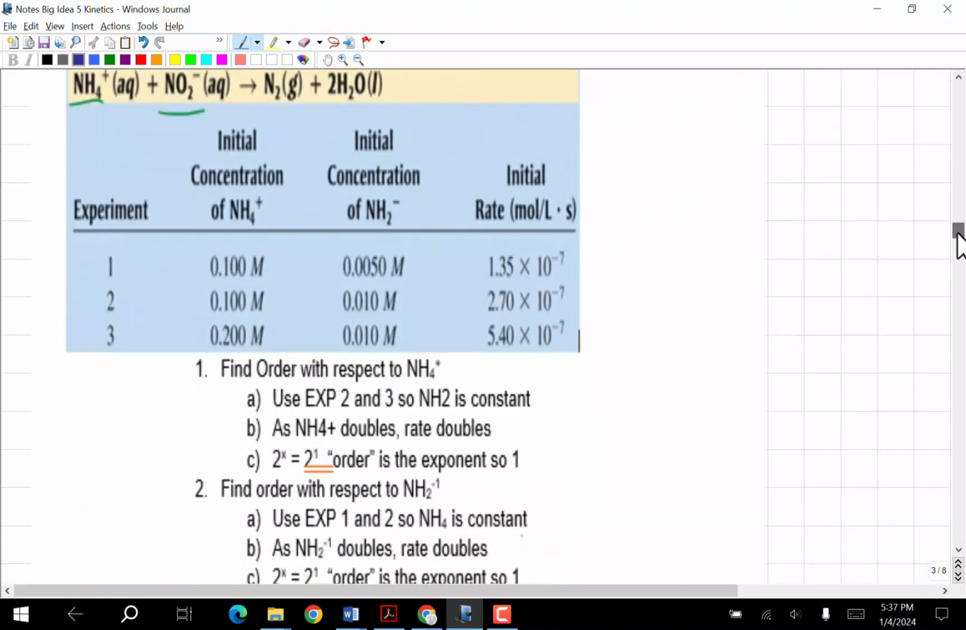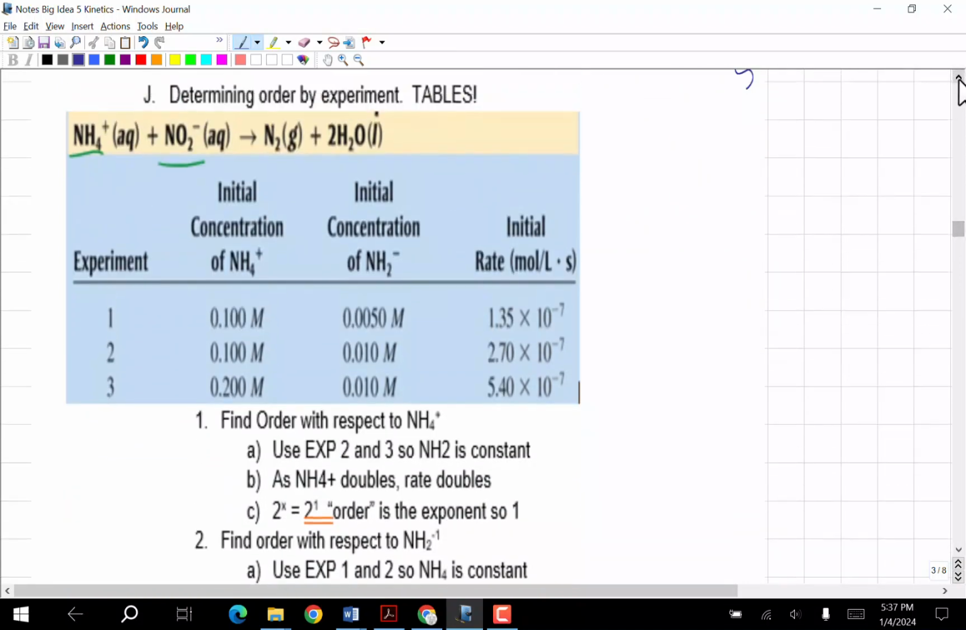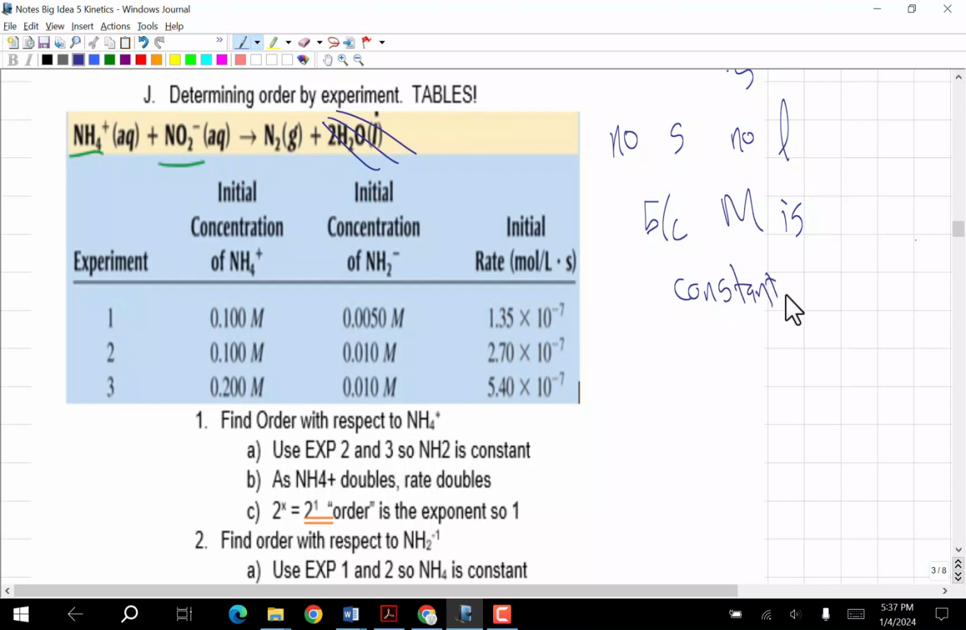Determining the order by experiment, and this is where we use tables. All right, so here's my reaction. NH4 positive aqueous, NO2 negative aqueous yields N2 gas plus H2O liquid. The liquid is not going to show up in the rate law because its concentration doesn't change. Okay, so no solids nor liquids because molarity is constant. Okay, so let's find order with respect to NH4 positive.